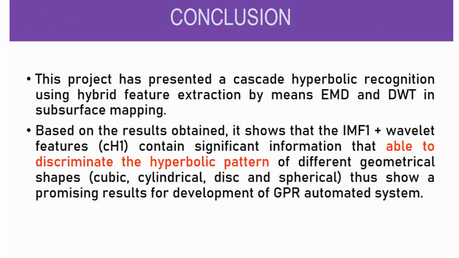As a conclusion, this project has presented a cascade hyperbolic recognition using hybrid feature extraction by means of empirical mode decomposition and discrete wavelet transform in subsurface mapping. Based on the results obtained, it shows that the IMF1 plus wavelet features CH1 contain significant information that is able to discriminate the hyperbolic patterns of different geometrical shapes such as cubic, cylindrical, disc, and spherical. Thus, it shows a promising result for the development of a GPR automated system.